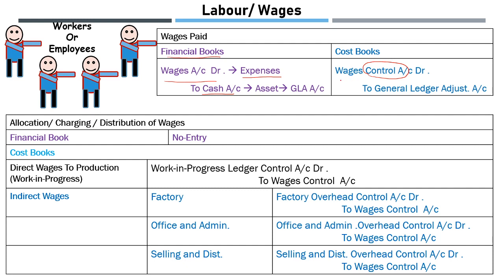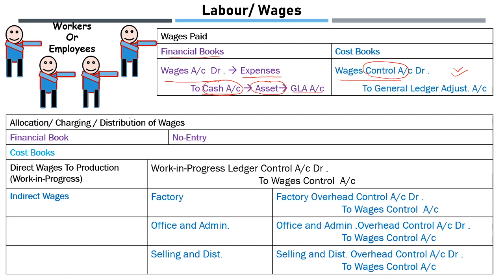So here our entry is wages control account debit, and in place of cash, which is an asset, and an asset is not considered in cost books, so in place of asset we use GLA account. So our entry is wages control account debit to GLA account when we pay wages to the workers or employees.